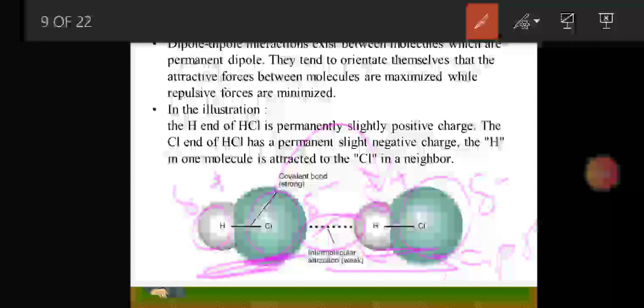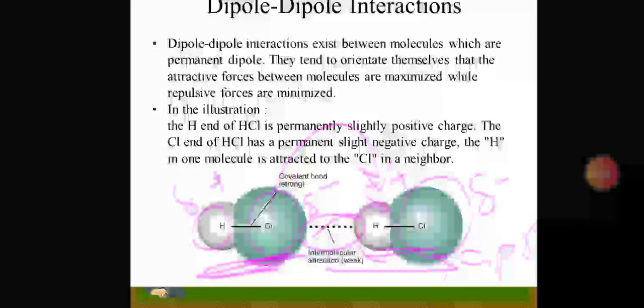See the explanation of this illustration as well. The H end of HCl has a permanently slightly positive charge. The Cl end of HCl has a permanently slightly negative charge. In this way these poles have been generated, and the forces which hold these poles together are said to be dipole-dipole interactions.